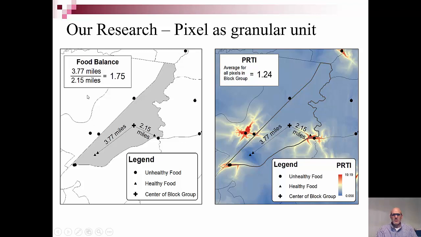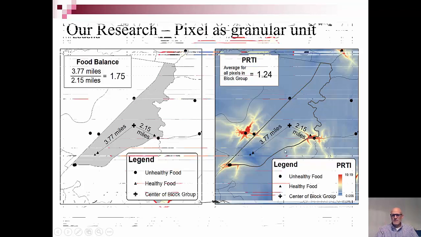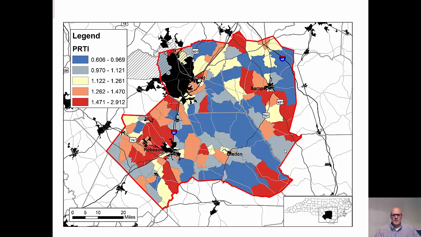And so this kind of looks at the food balance, which was done by Gallagher in the mid-2000s, which looks at this from the center of a particular enumeration unit. So there's a lot of other factors at play. So we took off on that and explored this at the pixel level, and we were able to group these at the census block group level. And in particular here, we're looking at rural census block groups for a 4-county region in southeast North Carolina.